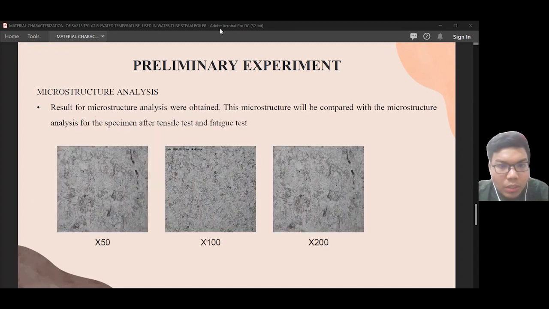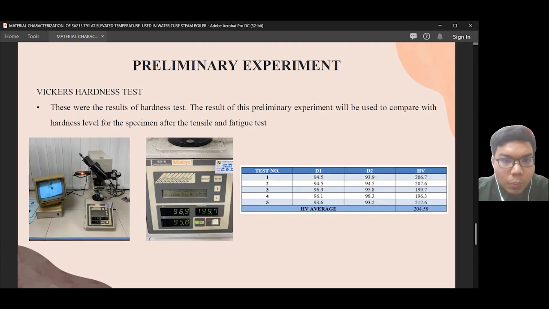For microstructure analysis, 3 different lenses were used for getting the microstructure. We can see that as the image was magnified, a clearer microstructure was obtained. Then we proceeded with the Vickers hardness test. These were the results of the hardness test.